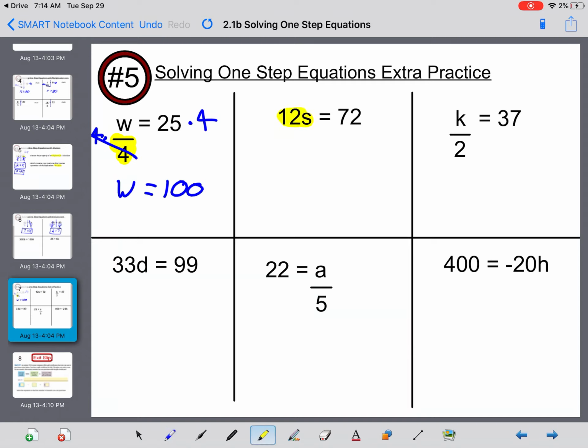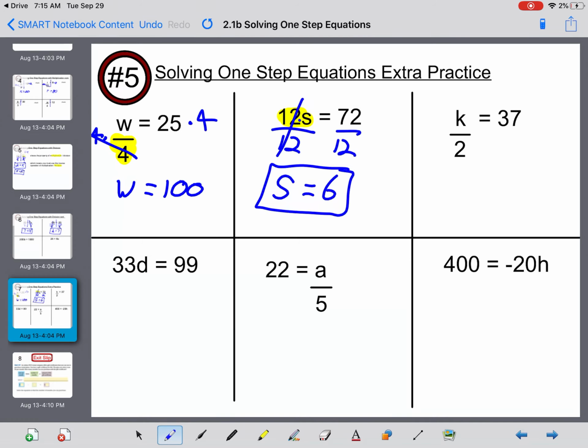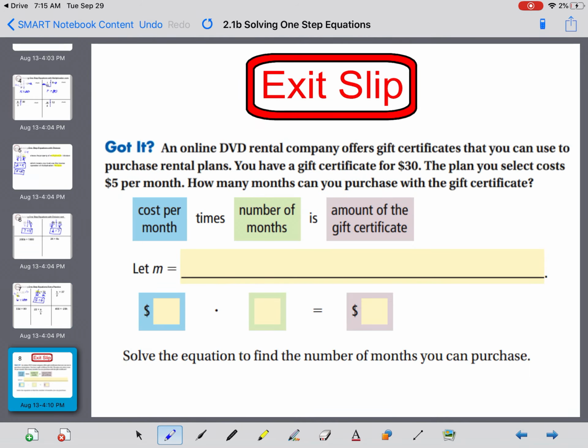Here you see 12 times s. Remember, there should be a hidden times in there, right? So you're going to divide both sides by 12. 12's cancel. You get s. Cool. S equals 72 divided by 12 is 6. Okay, I'm going to leave the remaining 4 for you guys, as well as the exit slip.